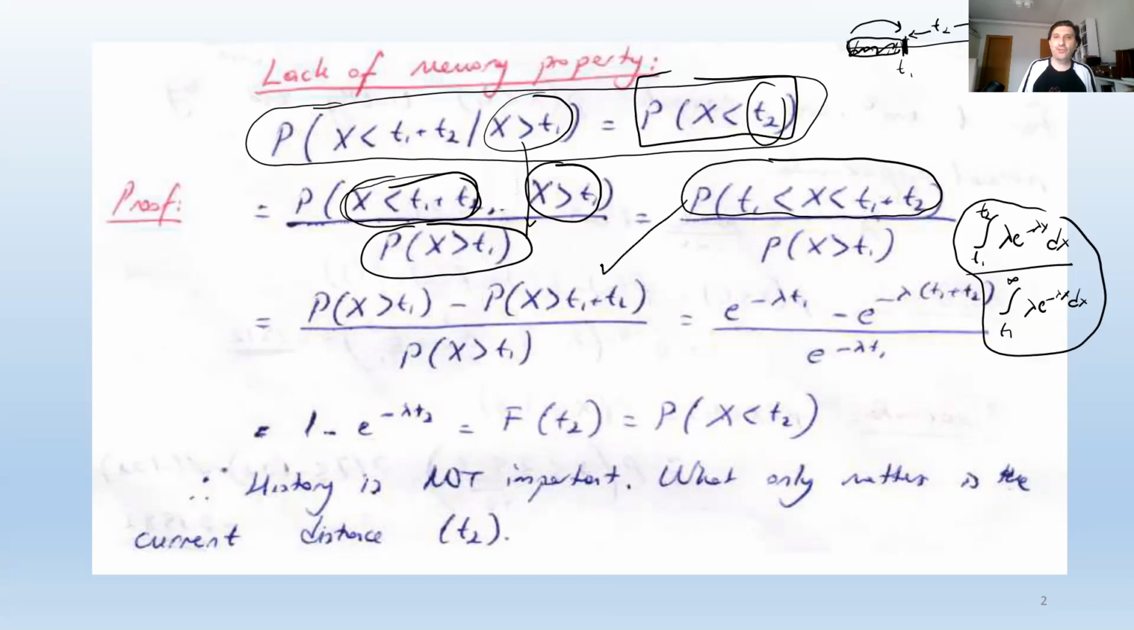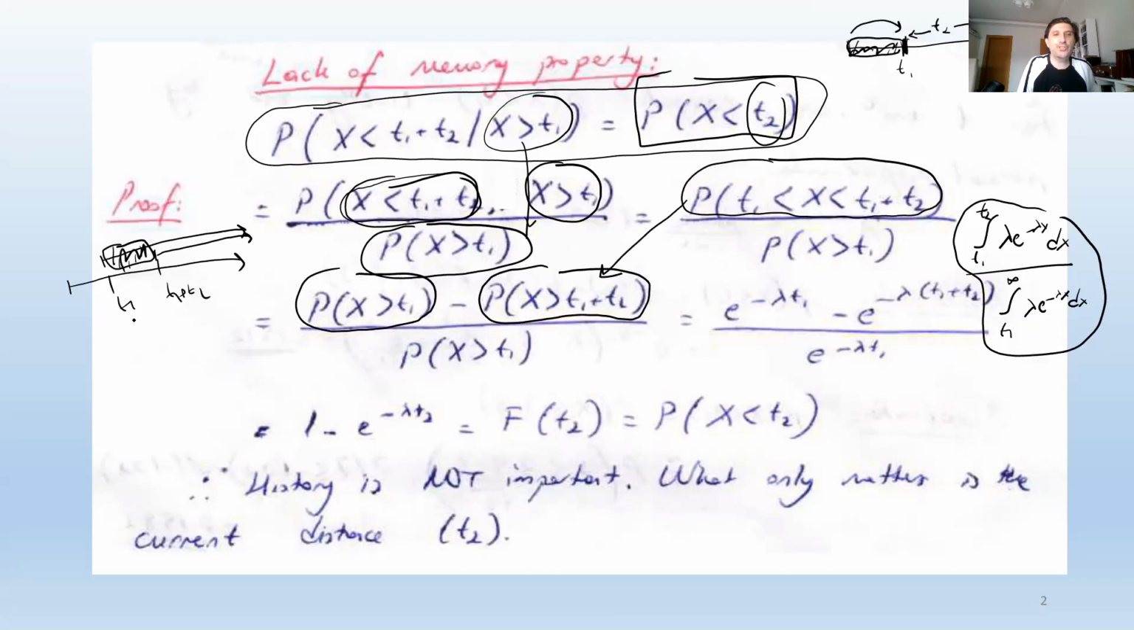Note that this is going to be equal to the probability of X greater than T1, which is a larger set, minus the probability of X greater than T1 plus T2. If this is our time axis, and this is T1 and T1 plus T2, the probability of X greater than T1 corresponds to this region. So it has a higher probability than the second one. If you subtract those two, the exclusion of that second part leaves the region between T1 and T1 plus T2, which is the region that we would like.